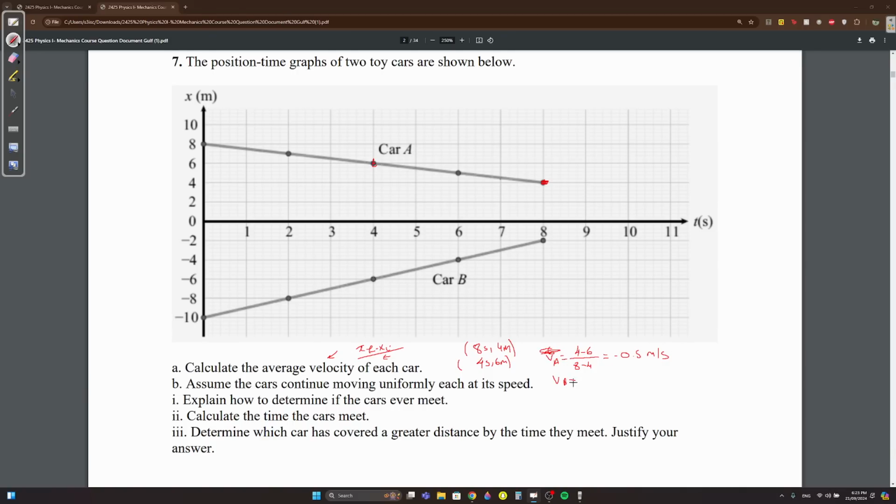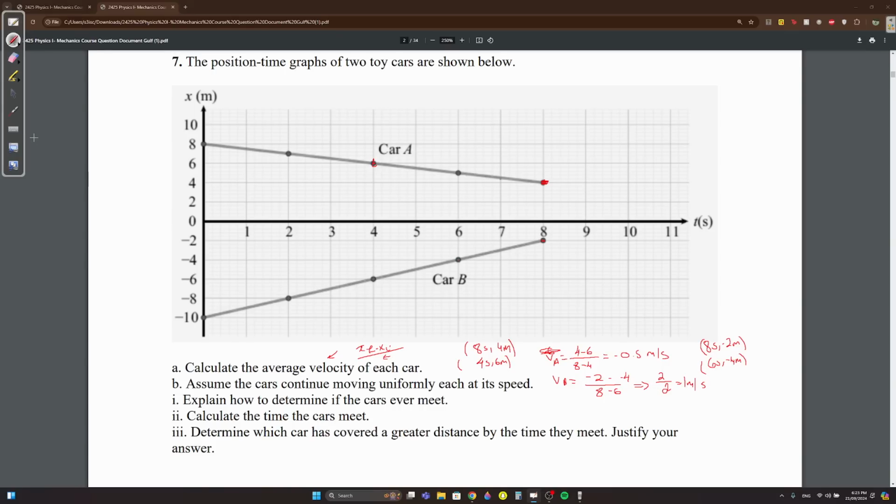Now V of B, it's going to be final minus initial. We can take 2 points: 8 seconds, negative 2 meters, and also 6 seconds, negative 4 meters. Velocity of car B, we do final minus initial: negative 2 minus negative 4. Please, a common mistake is that people will not put the minus; they put minus and just put 4. So negative 2 minus negative 4, over the time 8 minus 6. You're going to get 2 over 2, which is 1 meter per second.